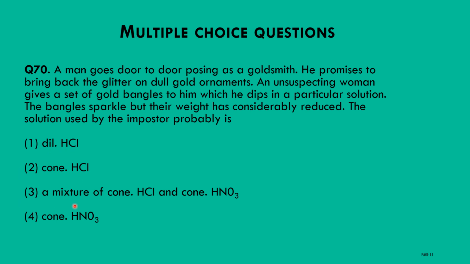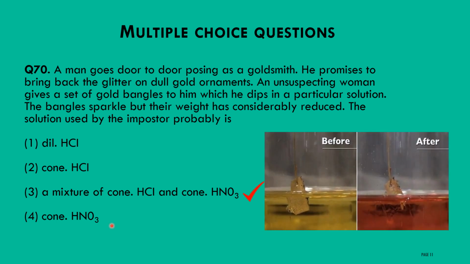Third option, a mixture of concentrated hydrochloric acid and concentrated nitric acid. Fourth option is concentrated nitric acid. The correct option is a mixture of concentrated hydrochloric acid and concentrated nitric acid. This one we call aqua regia. How do you prepare aqua regia? 3 parts of hydrochloric acid, then 1 part of nitric acid.